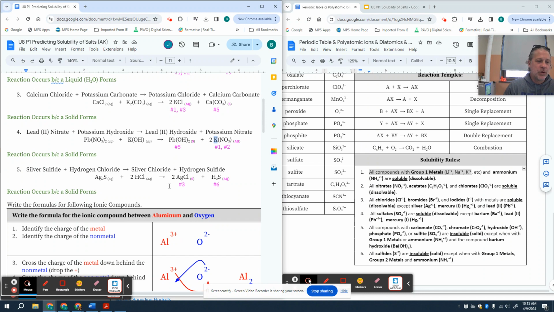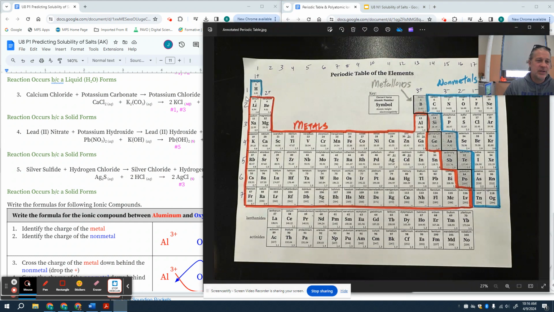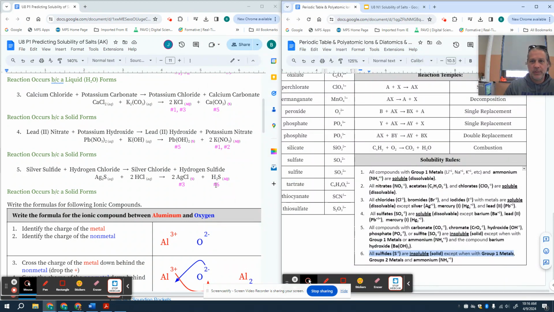Question number 5, you have AgCl and H2S as products. So AgCl, I tell you that it's rule number 3, so I go look at rule number 3. It says all chlorides, bromides, and iodides are soluble except if there was silver. Look, silver's present, Ag, so that makes this a solid because of rule number 3. H2S applies to rule number 6. All sulfides are insoluble except if they're with group 1 metals. And if I go back and look at this here, hydrogen is a nonmetal that behaves like a group 1 metal, so we'll say that that's aqueous right there because of rule number 6.